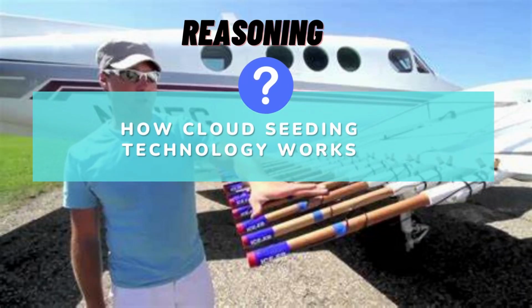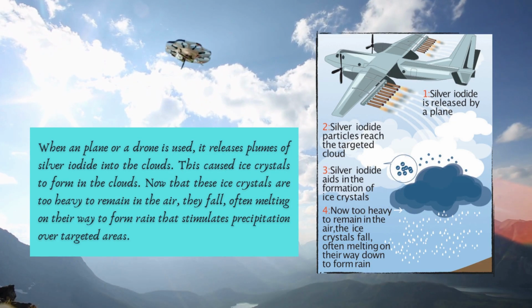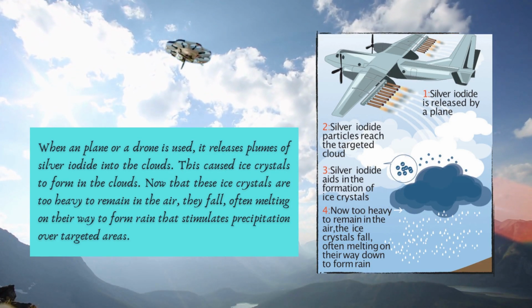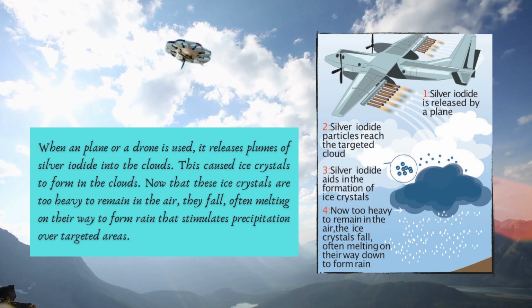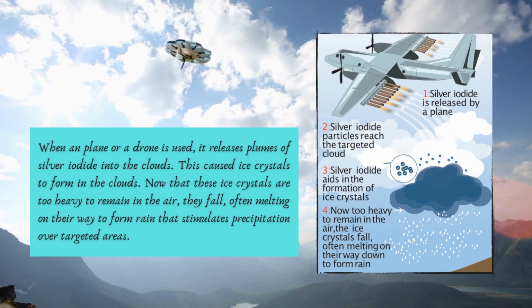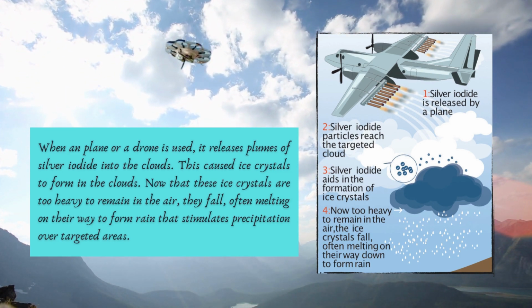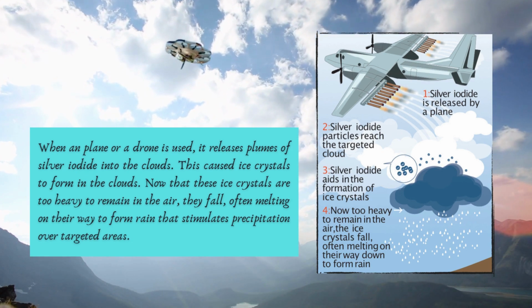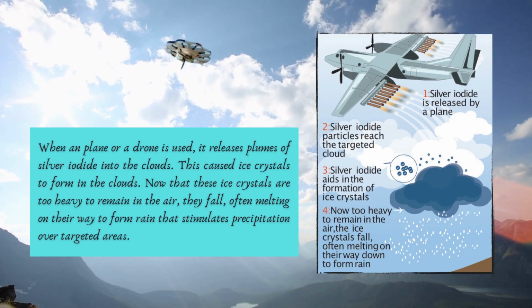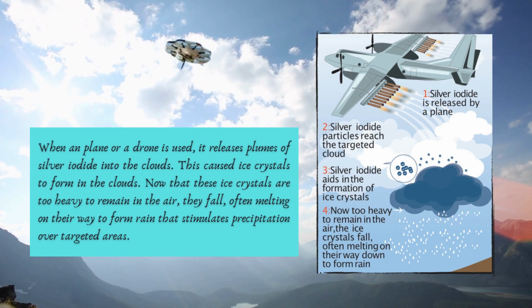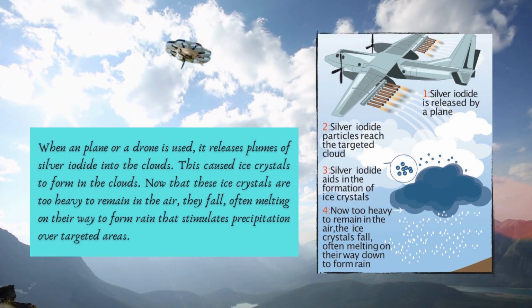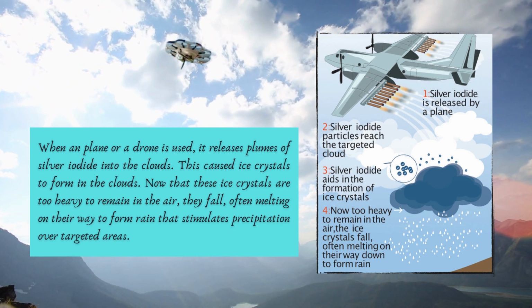How cloud seeding technology works. The most common chemicals used for cloud seeding include silver iodide, potassium iodide, and dry ice, solid carbon dioxide. Liquid propane, which expands into a gas, has also been used. This can produce ice crystals at higher temperatures than silver iodide.